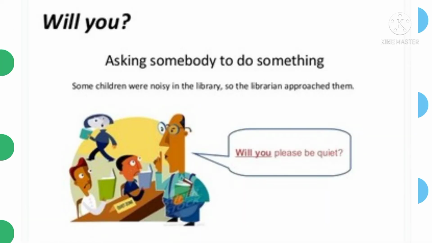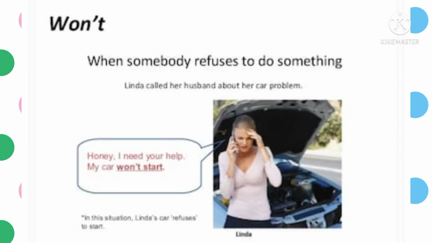Next usage is to ask somebody to do something. This we usually use: will you please be quiet, or will you keep quiet? Here we are asking somebody to do something. Won't is used to express when somebody refuses to do something. Linda called her husband about her car problem. Honey, I need your help. My car won't start. Okay, that is refusing something.